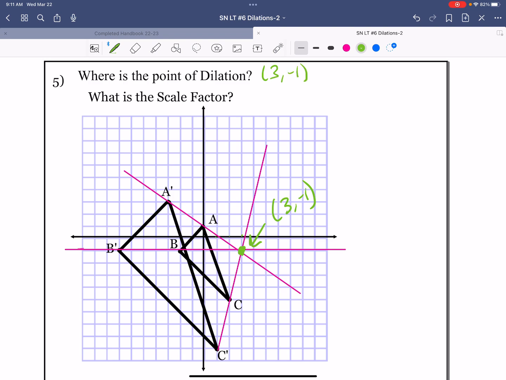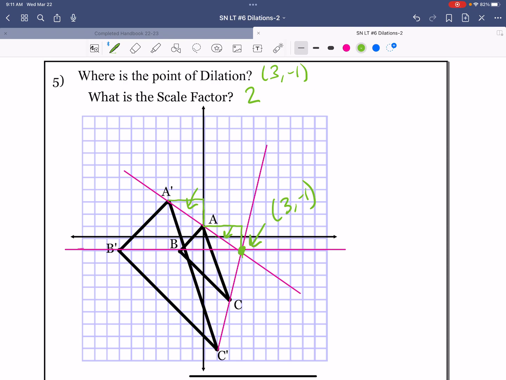Because the point of dilation always goes through the pre-image to get to the image. So it's that connector. It's acting like a sun ray. What is the scale factor? Well, 1, 2, that's a unit of 1, basically. And if I do that again, 1, 2, there's another one. So I went twice the distance. So it's a scale factor of 2.